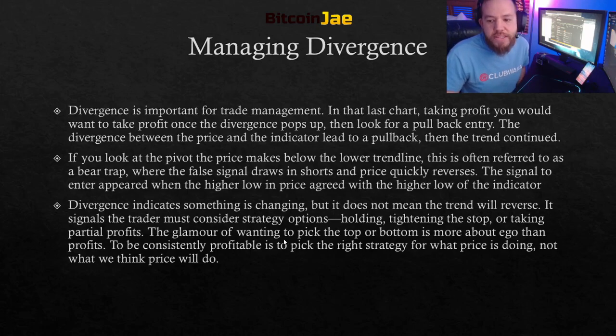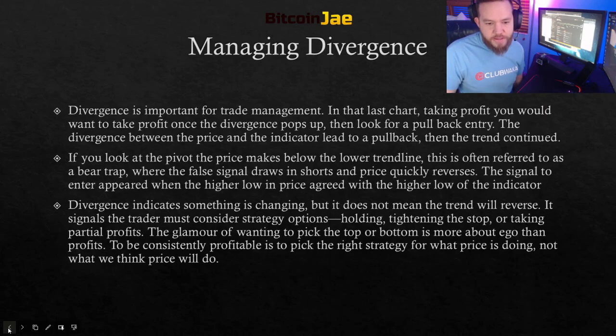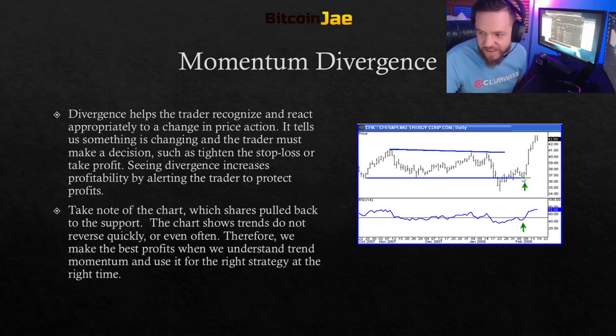The glamour of wanting to pick the top or bottom is more about ego than profits. To be consistently profitable is to pick the right strategy for what price is doing, not what we think price will do. So that's very important, guys. Let me go back. So when we saw a higher low, what was it? A higher low here. So this is a higher high, higher low. This would be the signal to jump back in. And they're both in agreement, as you guys can see there.